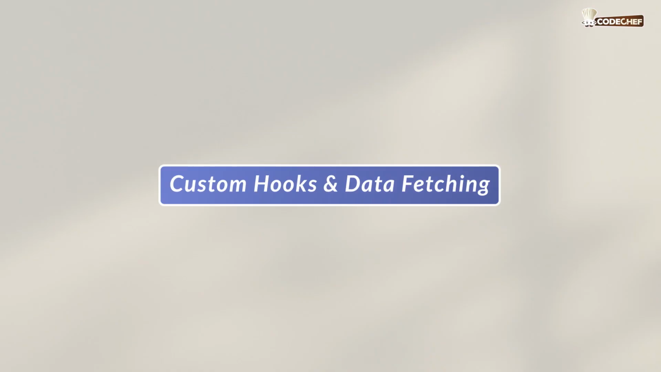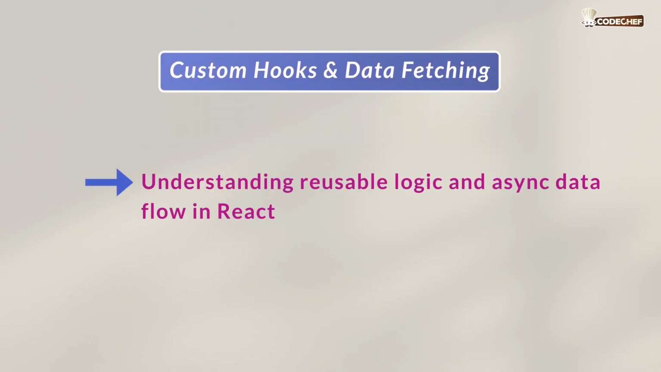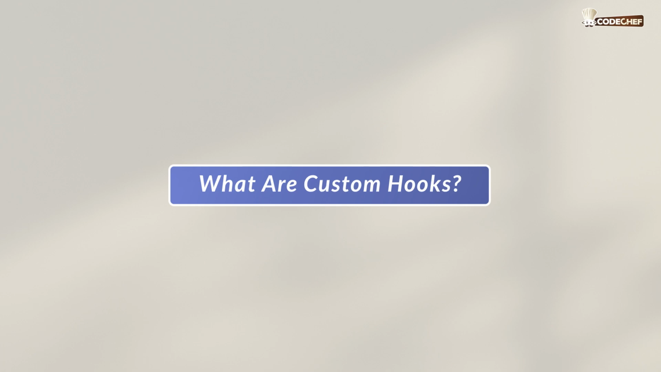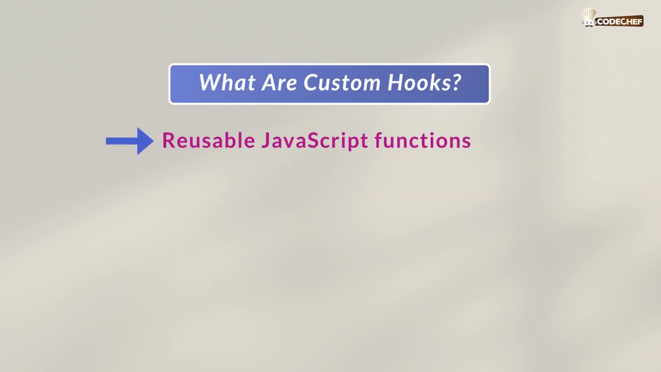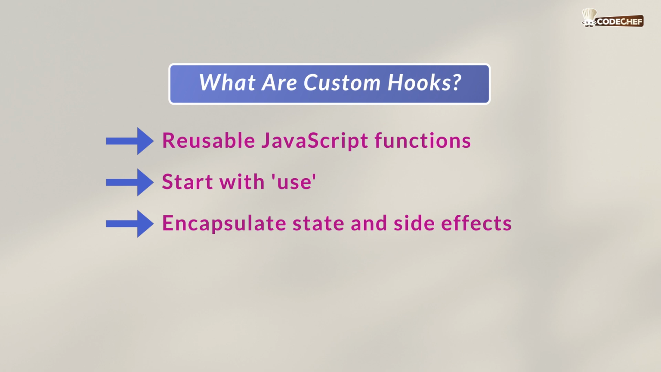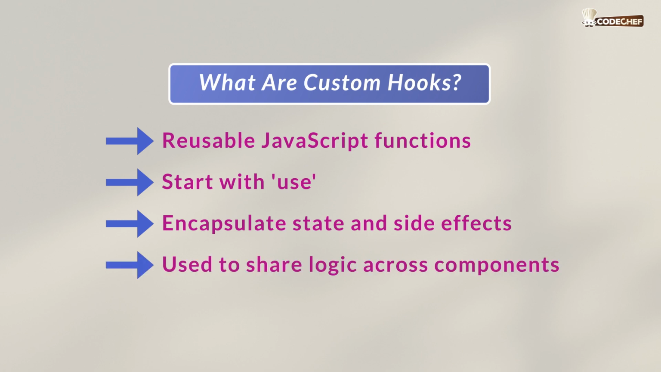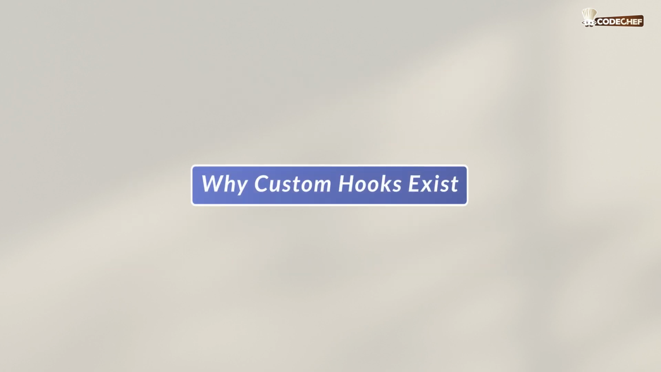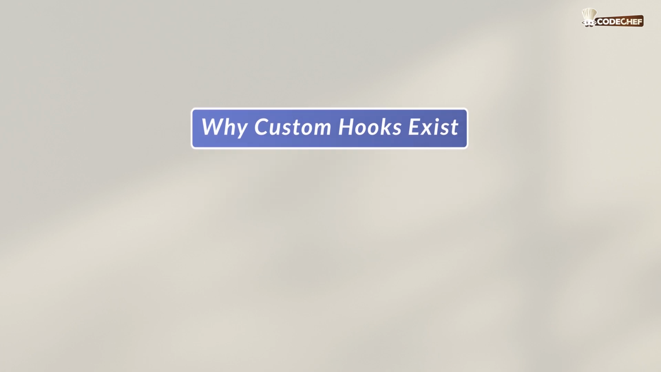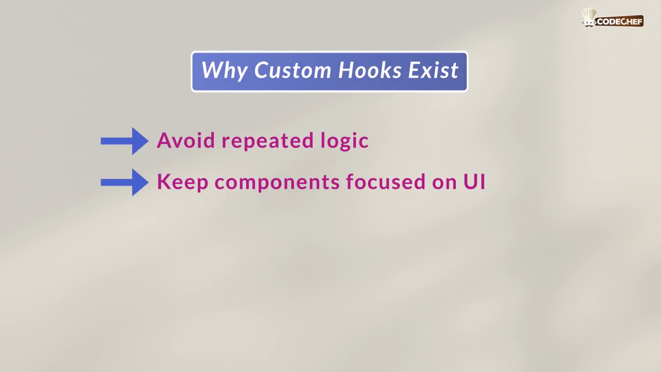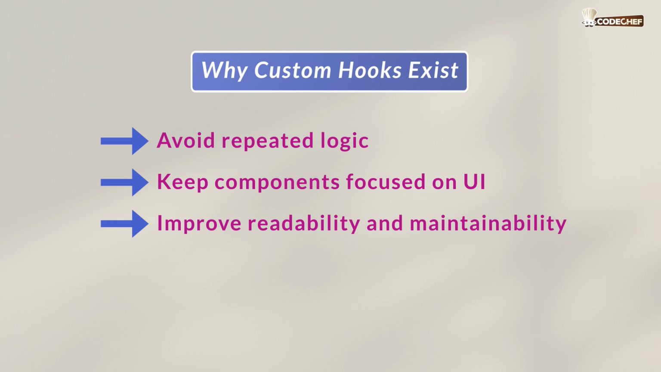In this lesson, we'll understand how React applications manage reusable logic and asynchronous data. We'll focus on custom hooks and data fetching and how they work together to keep components clean. So what are custom hooks? Custom hooks are reusable JavaScript functions that start with the word use. They allow us to encapsulate state and side effect logic and reuse it across multiple components. As applications grow, logic often gets repeated across components. Custom hooks exist to remove duplication and keep components focused only on rendering UI.